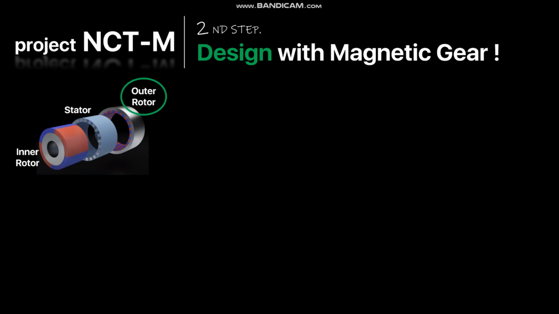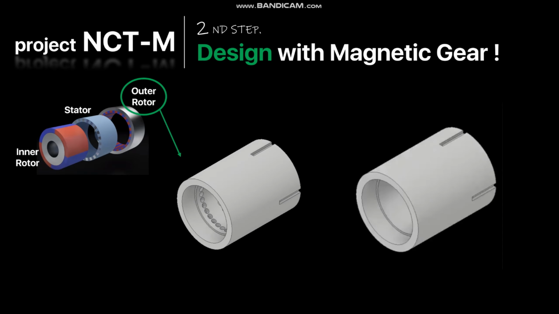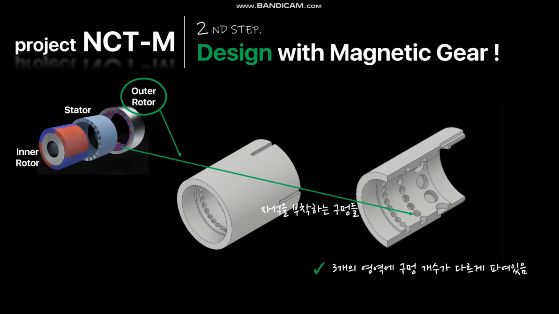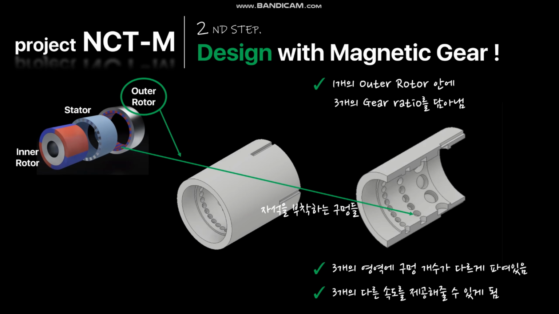First part is outer rotor. We designed outer rotor longer like this. These holes are for magnets. Like this, there are 3 different numbers of holes in 3 areas, so we can provide 3 different velocities. By designing outer rotor like this, 3 different gear ratios can be generated in one outer rotor.